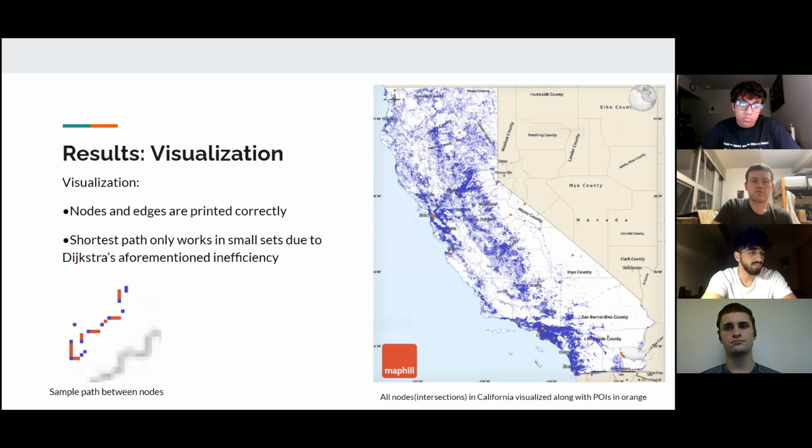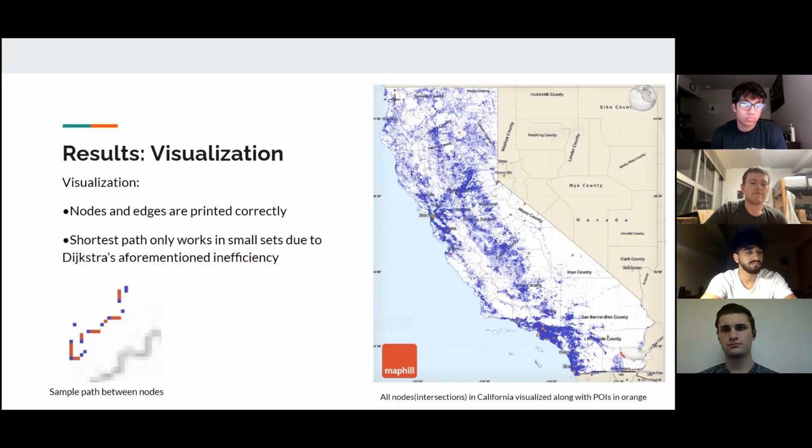So the visualization we made basically takes the paths, or the idea was to take the path of nodes from Dijkstra's algorithm and draw them on the map of California. But unfortunately, Dijkstra's algorithm didn't run, so we didn't have a path to draw on California. So instead, what you see on the right here is just all of the nodes in blue. Each one is 1 pixel, and then there are some orange squares, which are the points of interest that we chose that you could make paths between.